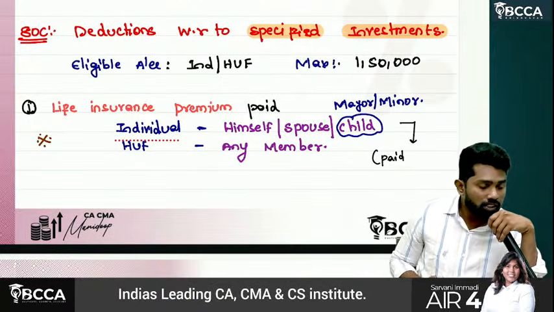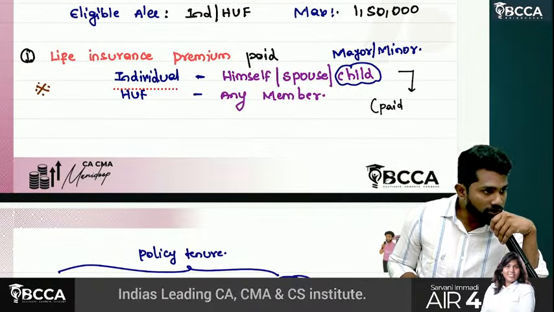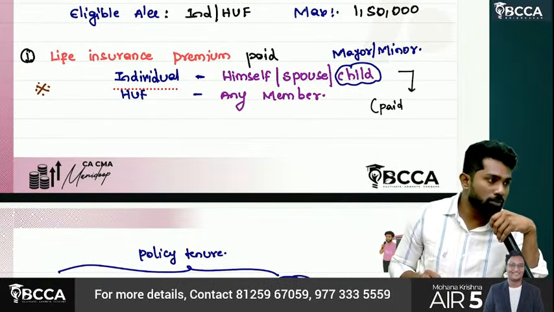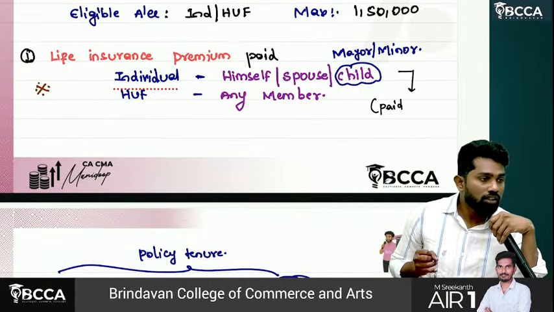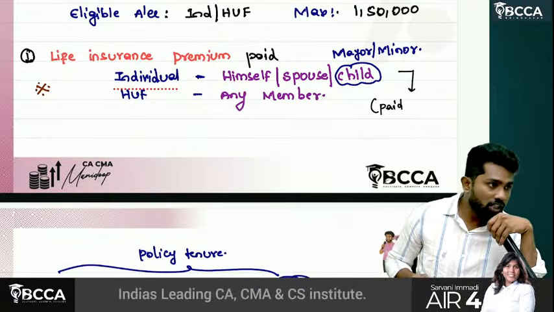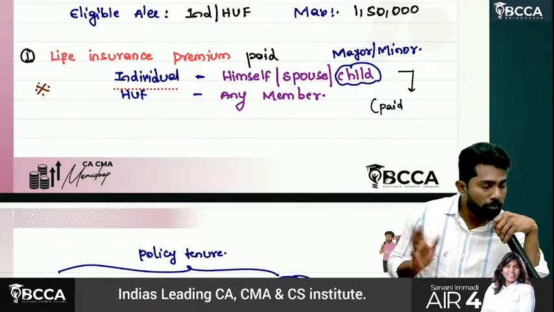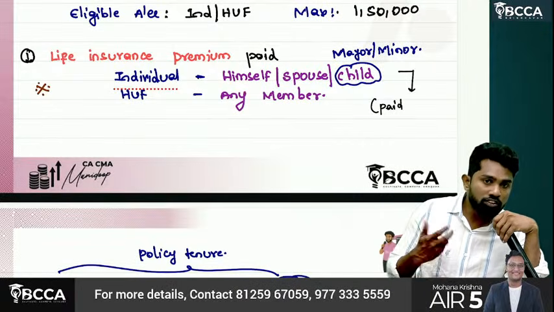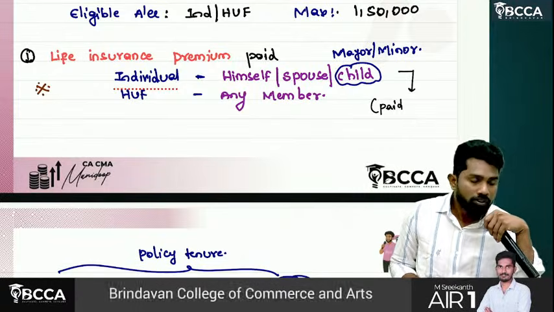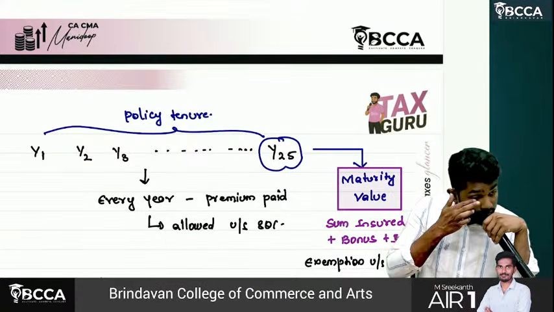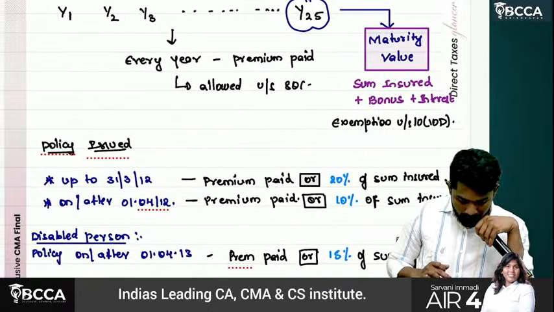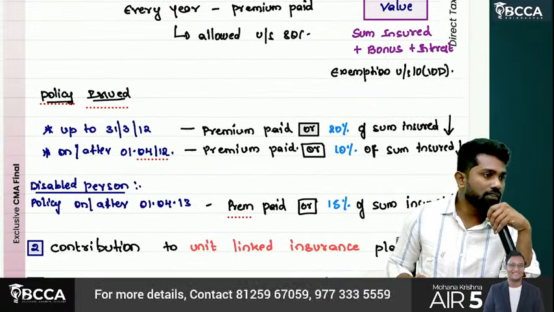So first one is premium paid for life insurance. With respect to whom can the premium be paid? Individual for himself, spouse, children, whether they are major or minor; parents not covered here. HUF with respect to any member. Then how much is the deduction available?